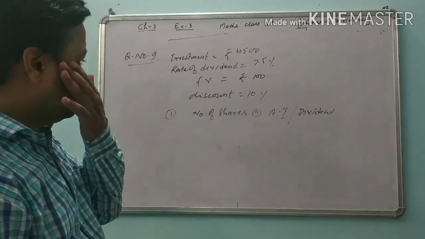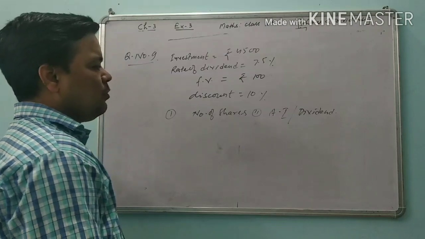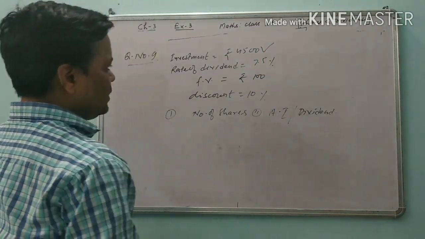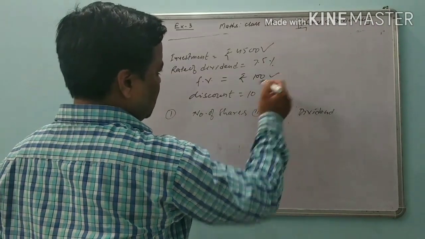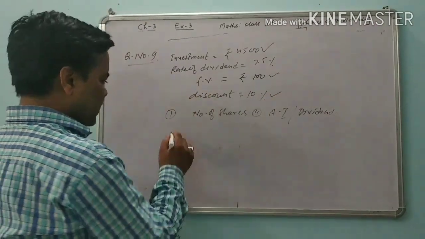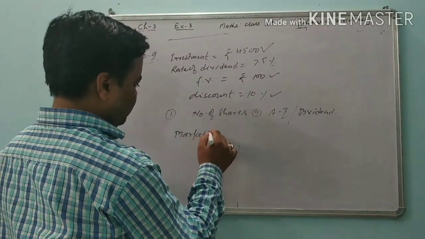Then first of all, the number of shares we have to find. Here we have the investment, the face value, and the discount. With the help of face value and discount, we can find the market value. Here, try to find the market value first.